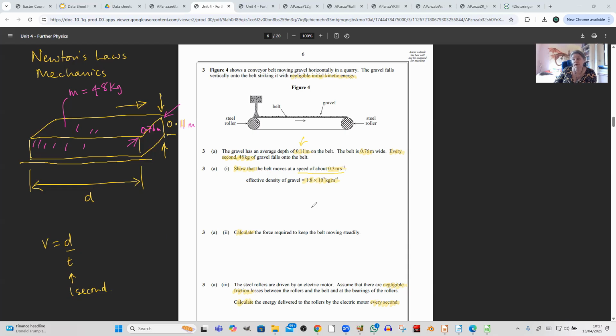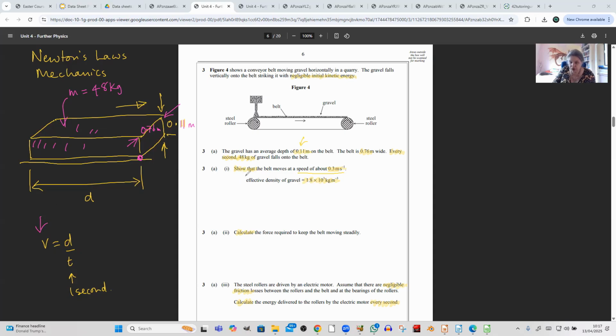We need the depth as well. Bit confusing because there's too many V's. V for volume, V for velocity, too many V's. We've got to be really careful with this. Right, okay. So there's our mass that's falling, and that's the mass of the volume of that, which is passing this point every second. And so, D over T, that's what we want. We want the velocity.